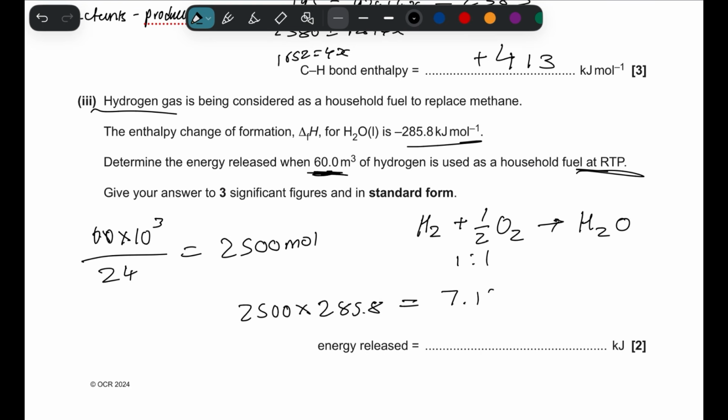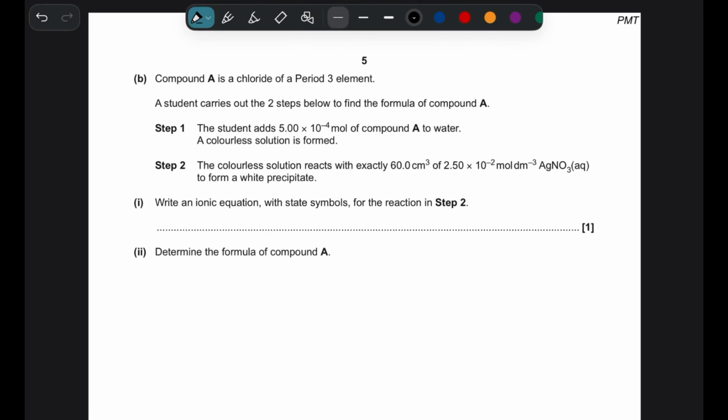So that's going to give us 7.15 times 10 to the 5, which is going to be our answer. So 7.15 times 10 to the 5 kilojoules.